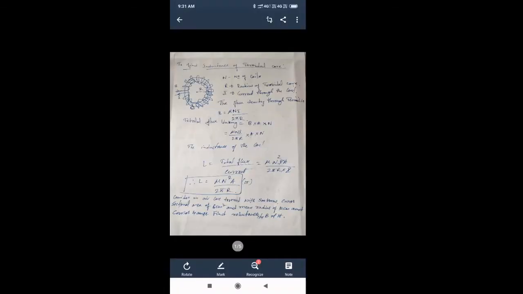Now today I just start with finding the inductance of a toroidal core. I'll share the derivation part of the toroidal core with you. I think the video is visible.